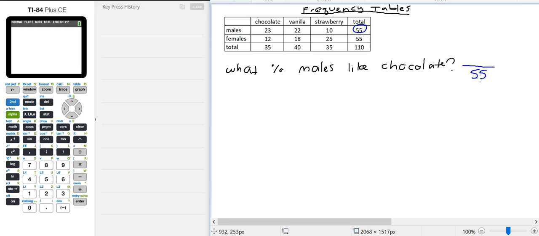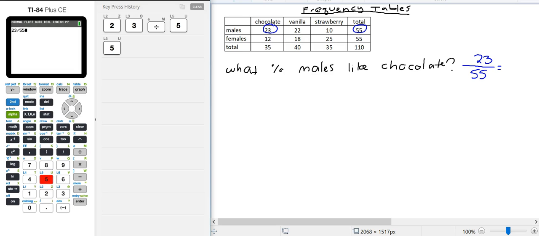And then we want to know how many of those males like chocolate. So we're going to go to the males row and scroll over to chocolate. There are 23 males who like chocolate. So 23 out of the 55 males like chocolate. Then we're going to make this into a percent. 23 divided by 55 is, let's round it off, 0.42. To convert this decimal into a percent, we just move the decimal place 2 places to the right, and this is 42%. 42% of all the males surveyed like chocolate the best.